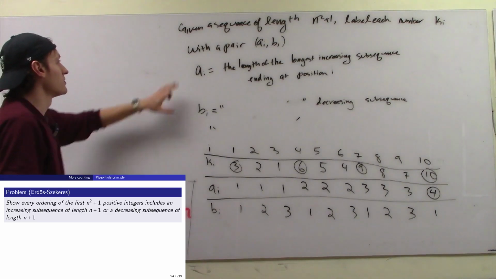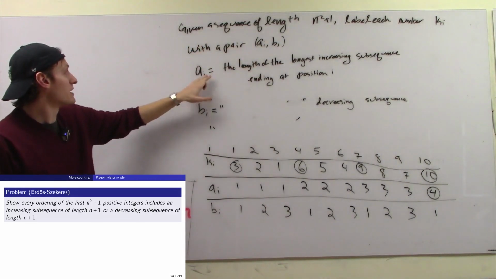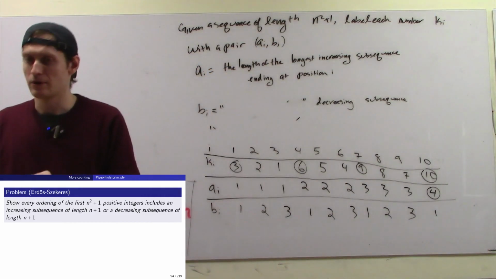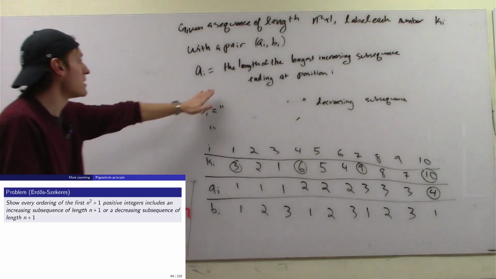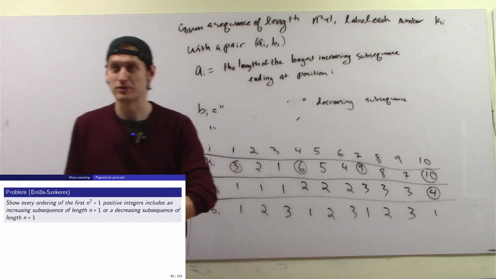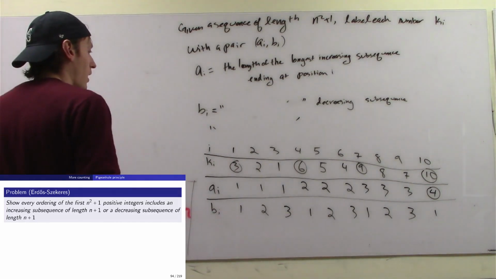So I want to go back to this idea of my sequence. I've arranged my numbers, and each number is associated with this pair, a sub i, b sub i. So a sub i and b sub i tell me the length of a longest increasing subsequence at a certain position.